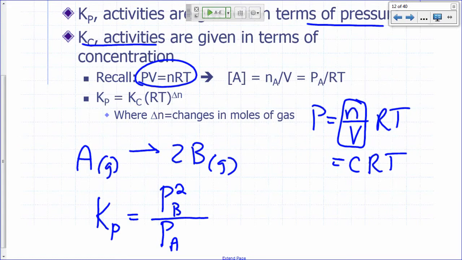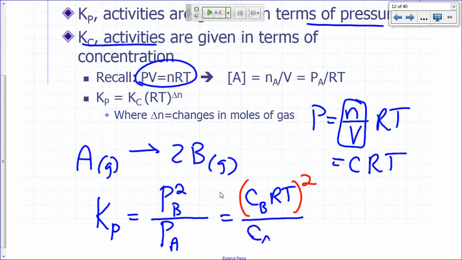But what if I want to use concentration instead? What's pressure of B equal to? Concentration of B times RT, that's the pressure of B, right? So I can rewrite that and then square it. That's my numerator. What's my denominator going to be? Pressure of A would be concentration of A times RT. And this one I'm going to raise to the power 1. What is this 2 and 1? That's the coefficient of A and B in your balanced equation, right?